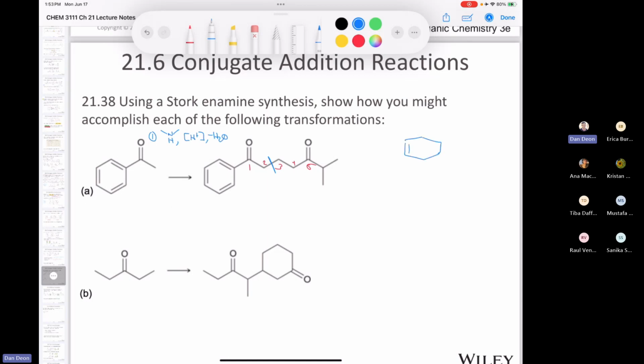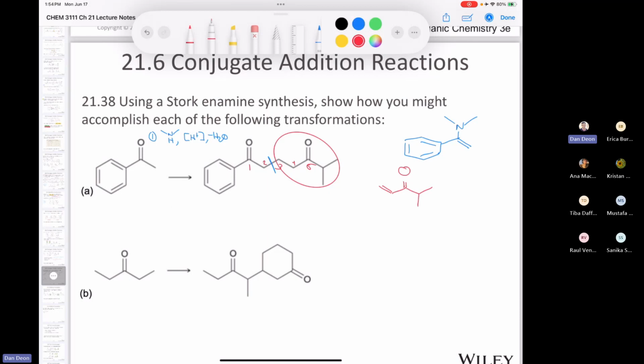So that would give us the enamine, which is going to be this. I'll just draw it over here. They're not asking for the whole kit and caboodle here. But that would be the enamine that you would form in this case. Then what's our Michael acceptor going to be? Well, you can see it's all of this right here. So it's going to look like this, okay? So that's going to be our Michael acceptor.